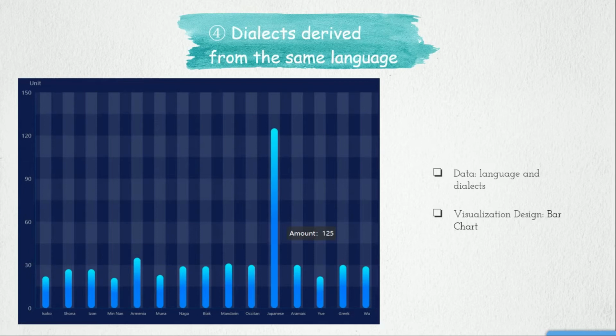Through the number of dialects, so you go to Japan and others may not understand your Japanese. For this visualization, we use a bar chart to show the data of language and dialects. The next one is data and location.